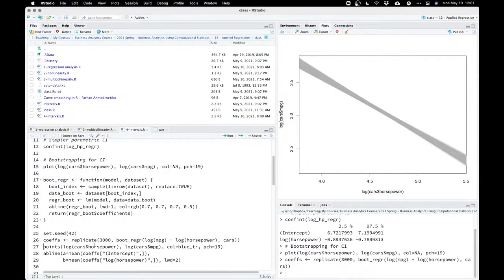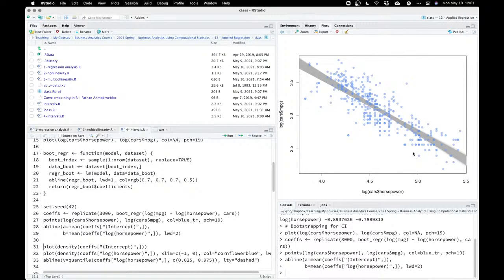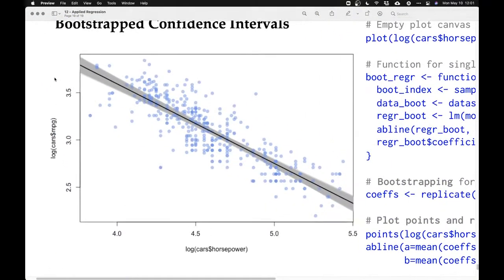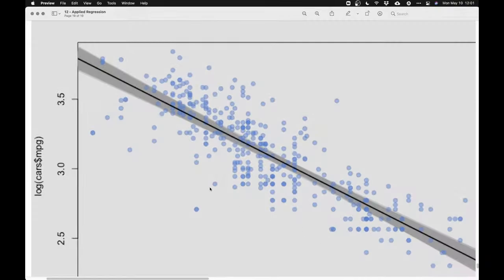There it is. Let me draw the original data points and the original regression line. Okay? And that's this figure right up here. What you are seeing is the black line is the original regression line from the original data set. The light gray lines are 3,000 other regression lines from resampling from this data set. What you're actually seeing is my 100%, more or less, confidence interval of regression. It's all the other slopes that I could have for this regression line.